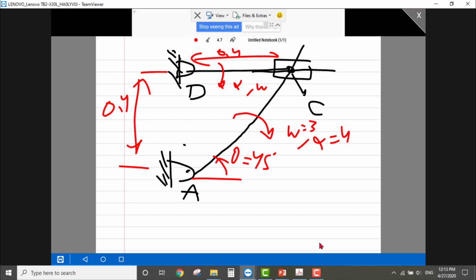Or some of you will come and ask, use other symbols, we need to find omega and we need to find omega dot. So this symbol is the same as omega and this symbol is the same as alpha. Okay. Now, as usual, we start from the link with the most given information.